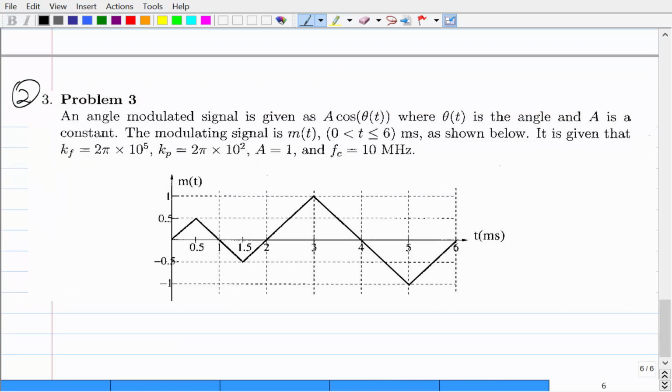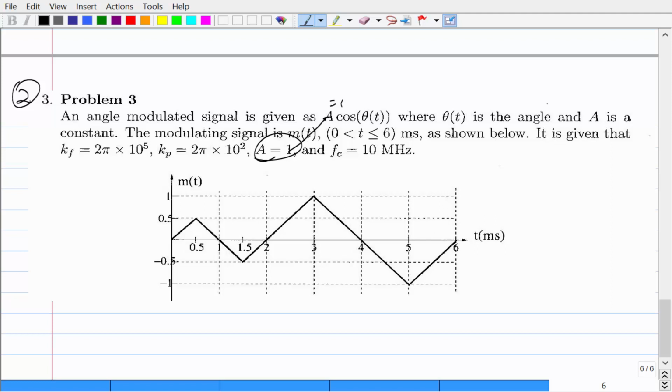So we have an angle modulated signal. This is your general phasor, A e to the j theta of t, where theta is an angle, and A is a constant. We don't know what A is. We don't need to know. What we do need to know is we have to sketch. Actually, yeah, we do need to know this. They usually give this to you. So this is equal to 1.